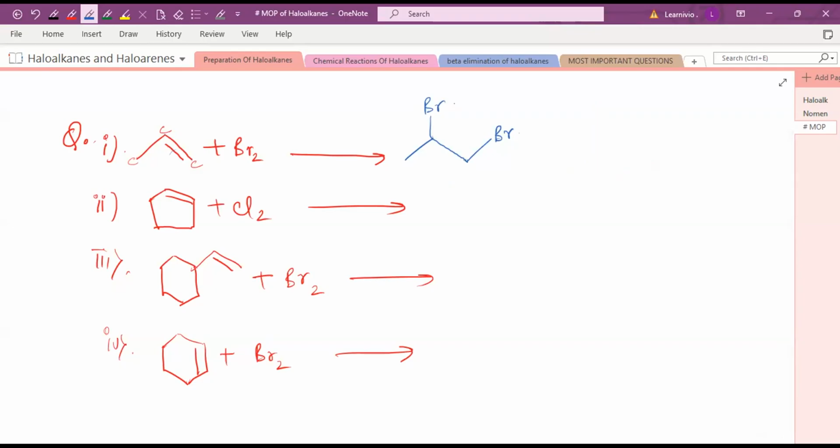See the double bond, just remove the double bond and attach the halogen atom to this. At the terminals of the double bond you have to attach the halogen atom, both the halogen atoms.